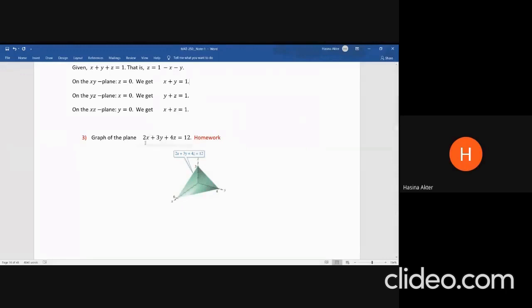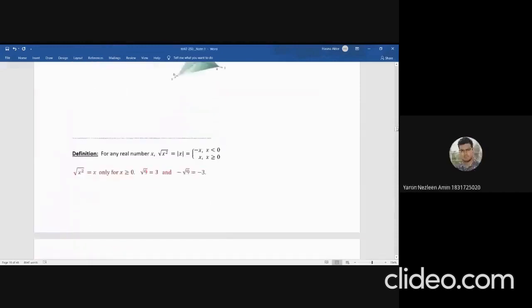In the same manner, if x and y are 0, that means if you are on the z-axis, then z is 3. If you are on the x-axis, y, z are 0, then x is 6. If you are on the y-axis, x and z are 0 and y is 4. So that is how you get these 3 points, and if you join all those 3 points, then you see the portion of the plane. Is that good to everyone now? Yes. Okay.